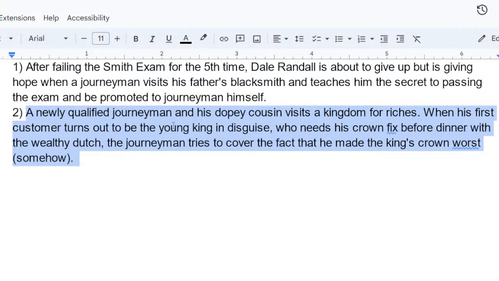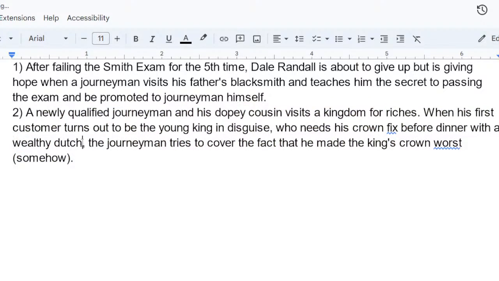A newly qualified journeyman and his dopey cousin visit the kingdom for riches. When his first customer turns out to be the young king in disguise who needs his crown fixed before dinner with a wealthy Dutchman, the journeyman tries to cover the fact that he made the king's crown worse.